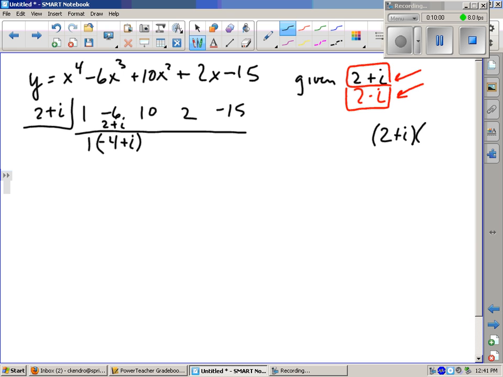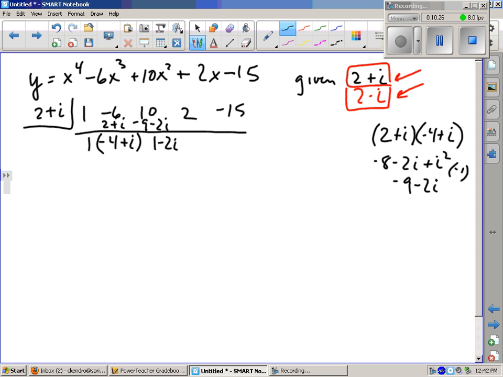Because I have to FOIL it, and it's hard to do in my head. So I have negative 8, then I have 2i and minus 4i. That's minus 2i, and then I have i squared, but i squared is really negative 1. So combine that with the negative 8, I get negative 9 minus 2i. So that's what goes here. Add those up, I get 1 minus 2i.